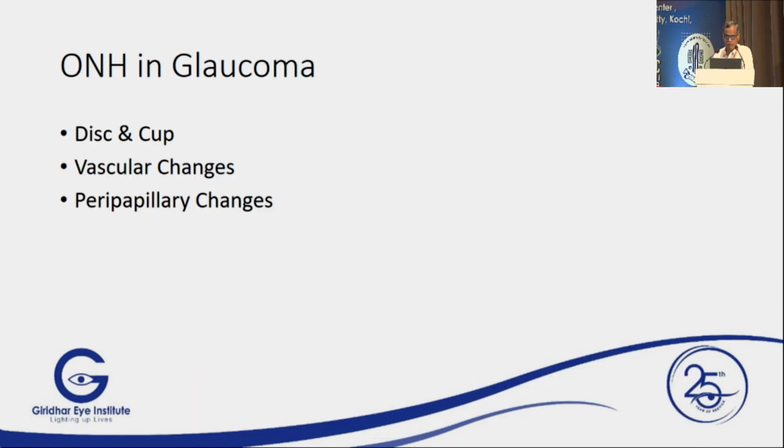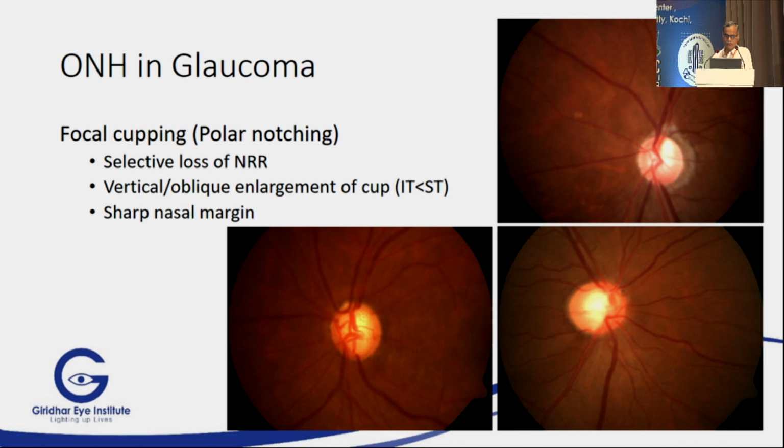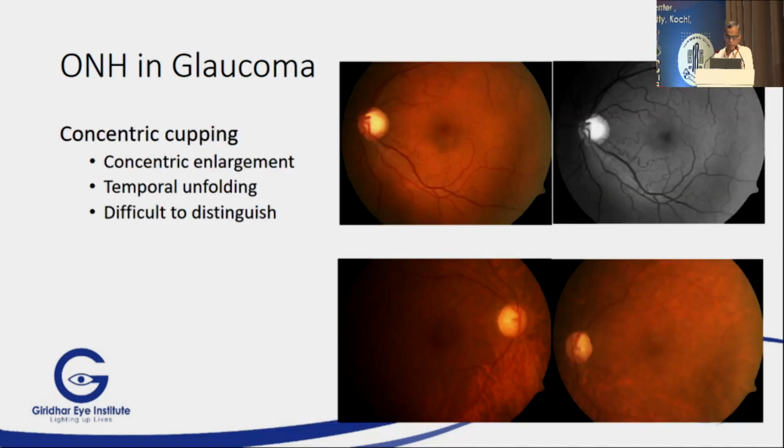Coming to the optic nerve head in glaucoma, there are a few things which you have to note. One is focal cupping. This is an indicator that the patient may have glaucoma. It is a selective loss of the neuronal rim, and usually it's seen vertically or obliquely. This causes an enlargement of the cup either infratemporally or supratemporally, and usually these notches have a sharper nasal margin and a more diffuse temporal side.